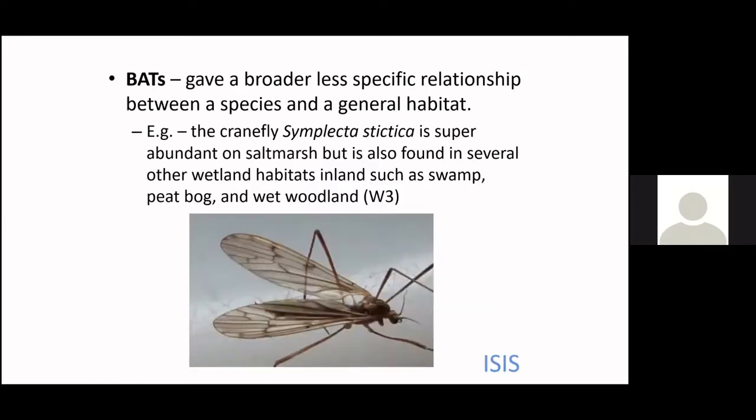Whereas BATs gave a broader, less specific relationship between a species and a general habitat. So for instance, the cranefly Symplecta stictica is super abundant on salt marsh. Anybody who's ever swept a net over salt marsh can find hundreds of them in your net at the same time, at certain times of year. But it's also found outside of salt marsh in other types of wetland habitat, such as swamp, peat bog, wet woodland, marsh, and a few others.